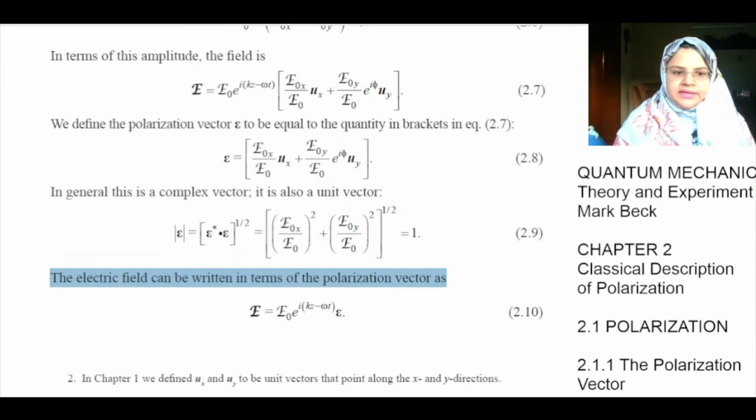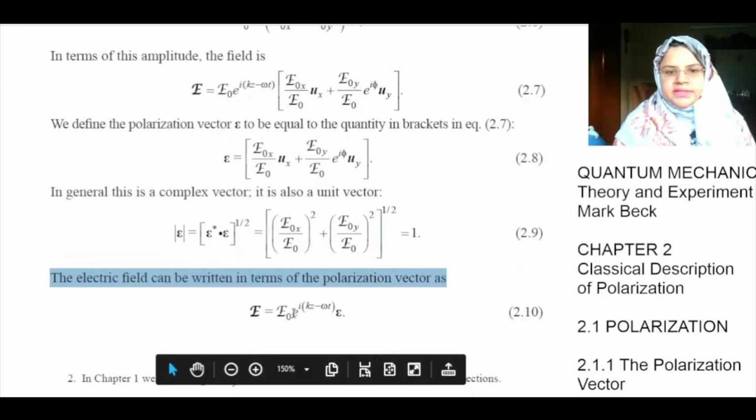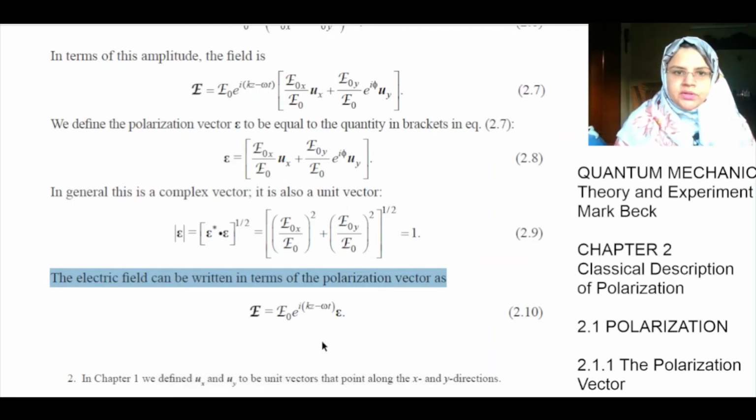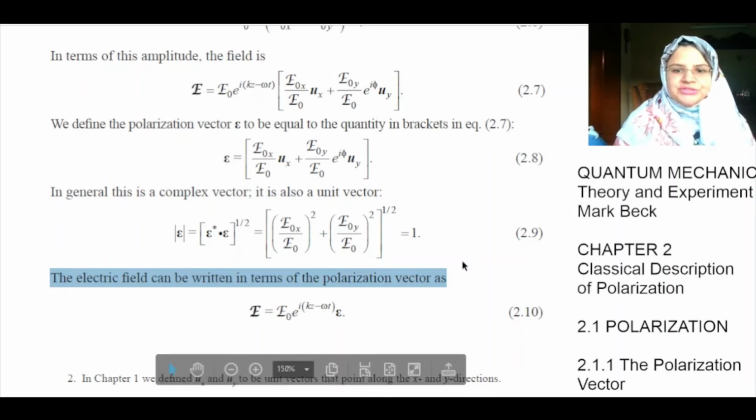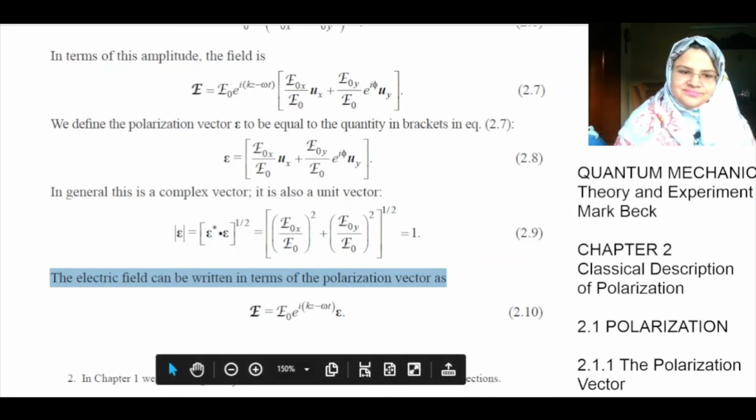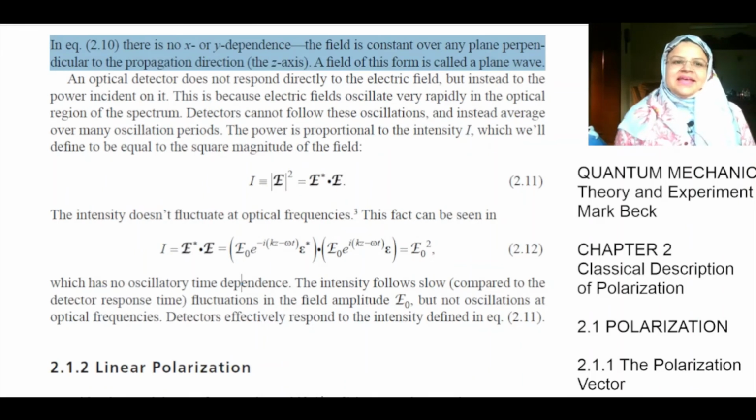The electric field can be written in terms of the polarization vector as E = E naught e^(i(kz - ωt)) epsilon. If we substitute equation 2.8 in equation 2.7, we get equation 2.10. In equation 2.10, there is no x or y dependence. The field is constant over any plane perpendicular to the propagation direction, the z-axis. A field of this form is called a plane wave.